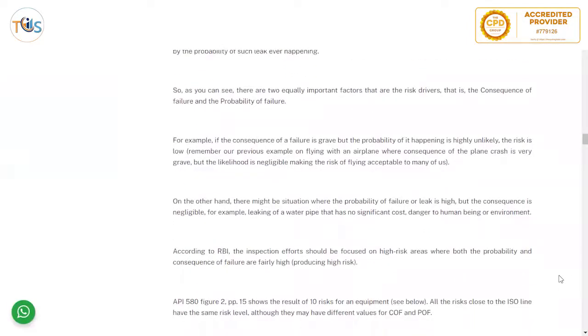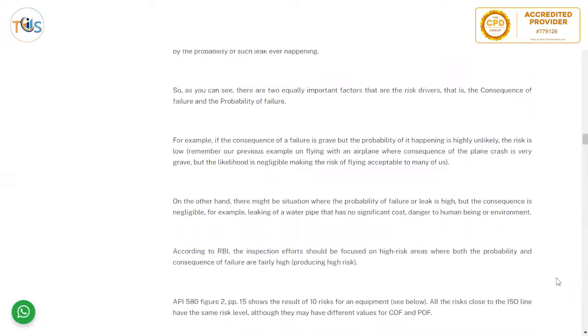So as you can see, there are 2 equally important factors that are risk drivers, that is the consequence of failure and the probability of failure. For example, if the consequence of failure is great, but the probability of it happening is highly unlikely, such as a plane crash, the risk is low. Remember our previous example, I'm flying with an airplane where the consequence of plane crash is very grave, but the likelihood is negligible, making the risk of flying acceptable to many of us.